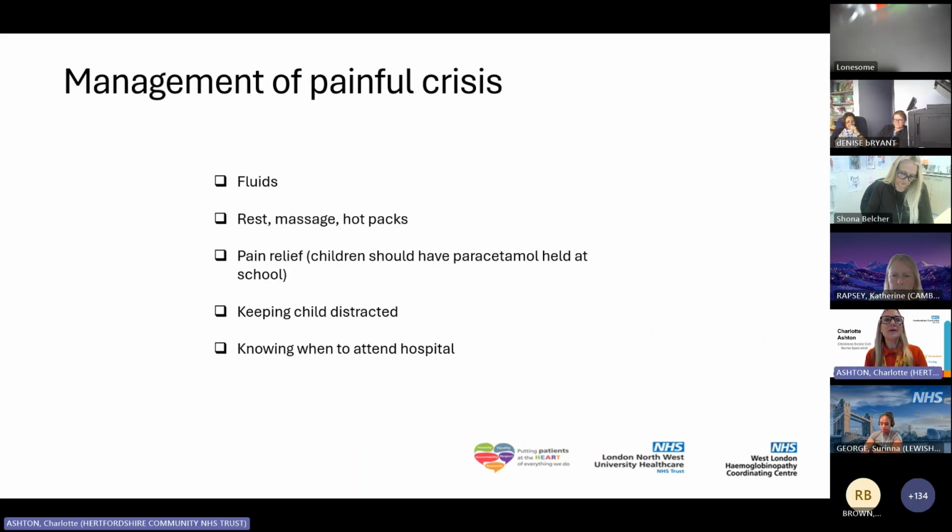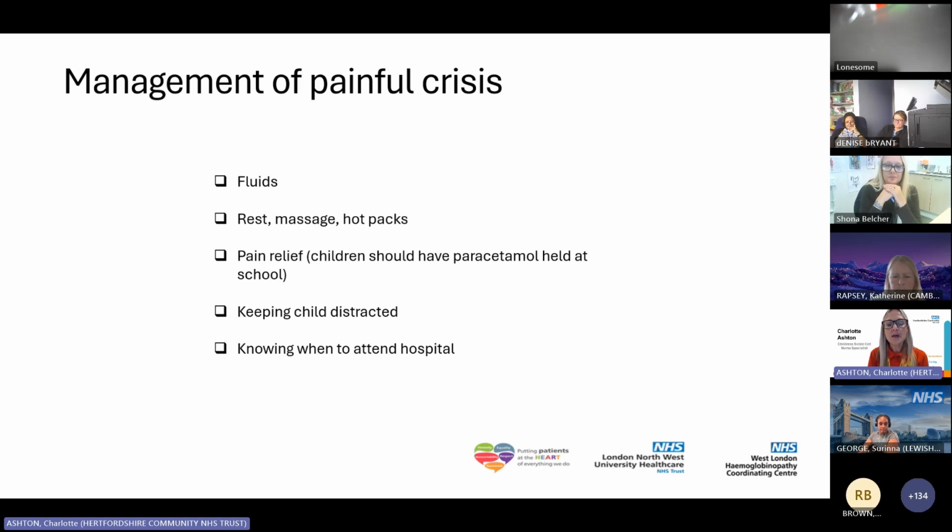So Leanne did touch upon the management of painful crises. So to begin with, fluids. So we're talking about our children drinking lots of water to prevent dehydration, to prevent a crisis. But if a crisis is happening, we know these red blood cells have changed shape and are blocking the blood vessel. So we almost need to increase our fluid to flush, use it sort of as a hose effect, really, and to flush those red blood cells through and get that blood flowing properly.